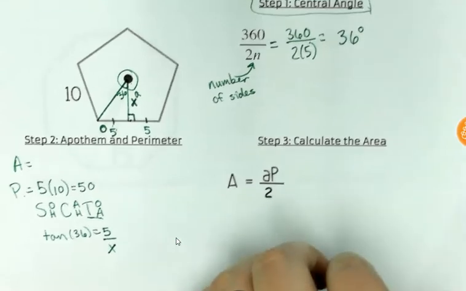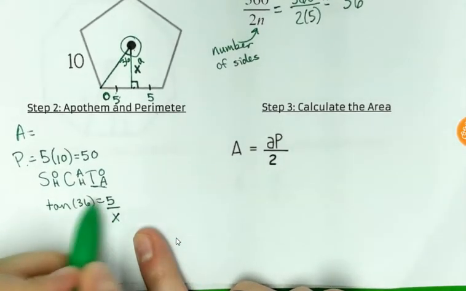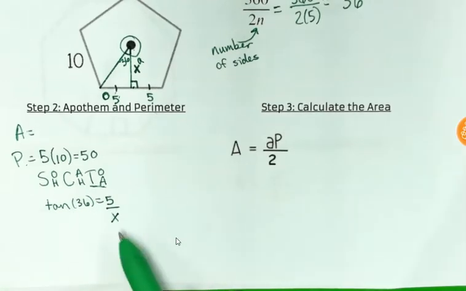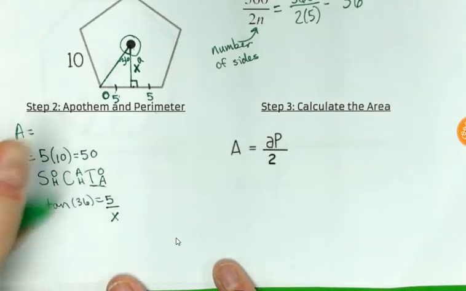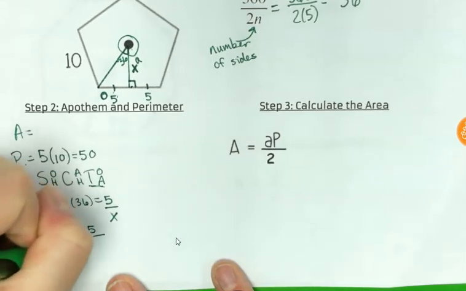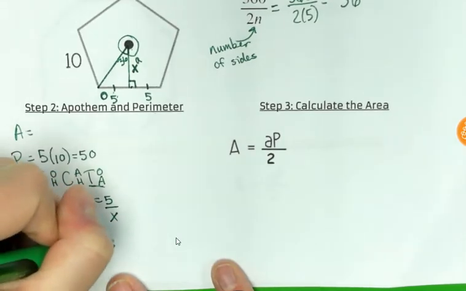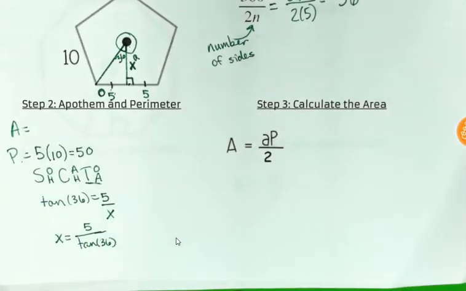All right, it's been a while since we have looked at this with x on the bottom. I feel like a lot of our examples last unit had x on top. So remember, with x on top, we would multiply, but if x is on bottom, we are going to divide. So the x would equal 5 divided by tangent of 36. And the reason you're dividing is because x is on bottom.